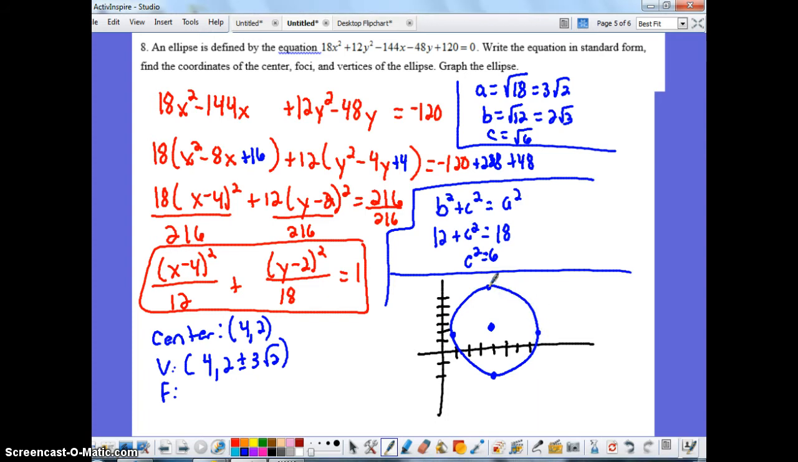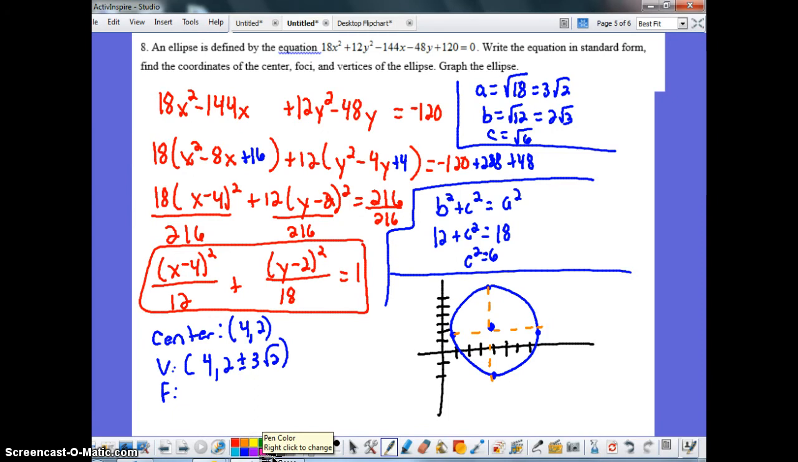Alright, from here now, I typically draw in my major and my minor axis. There's my major, here's my minor axis. And from here now I'm going to find my foci. When I do this, that's when I'm going to add the C to my center. The C is the square root of 6. I'm going to add that to the center here, so this is going to be 4 and then 2 plus or minus root 6. If I go through and plot those, that root 6 is going to be a little more than 2 away, so I'm going to go up 1, 2, put it right there, and a little bit more than 2 down. It's going to be right below.